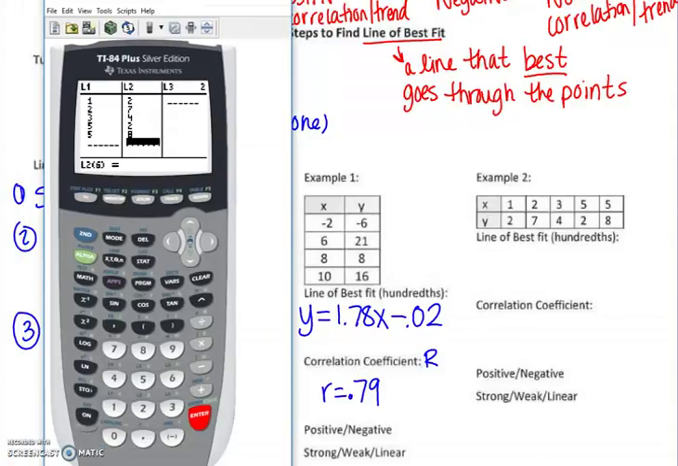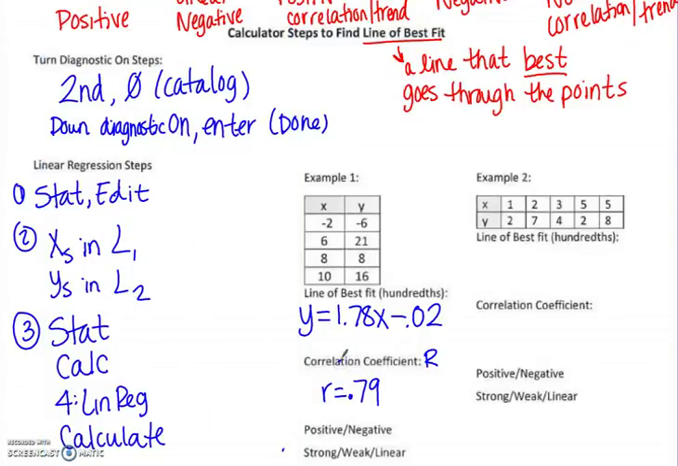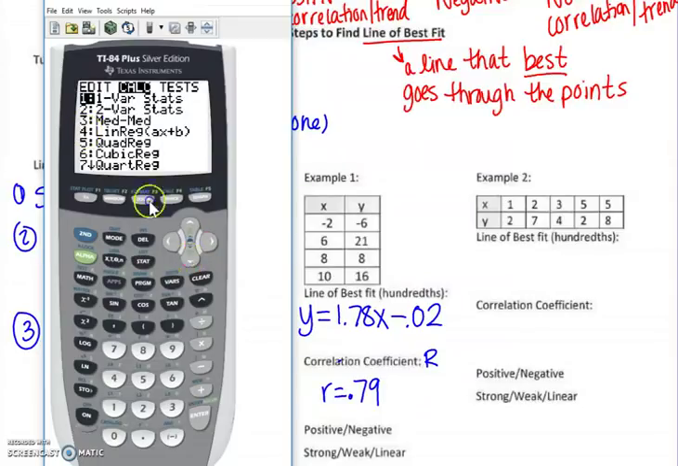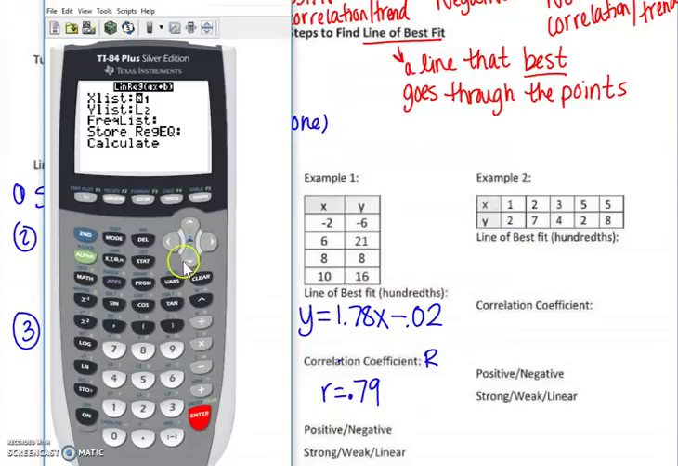Okay, so if I go to my steps again: stat edit, X is in L1, Y is in L2. We go back to stat, then calculate. So we hit stat again, go over to calculate, and it's option 4, linear regression. You can hit number 4, or you can go down to number 4, and then all the way down to calculate. We hit enter.